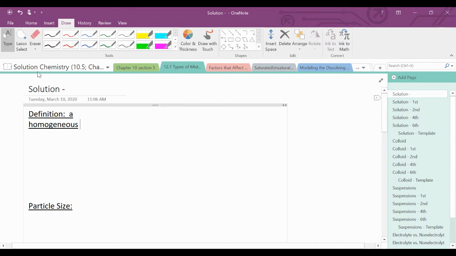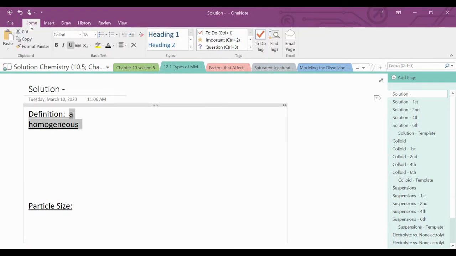So earlier in the school year, we talked about homogeneous and heterogeneous. And we know that in this case, we're looking at a substance that looks the same throughout. So it's usually composed of two or more substances.